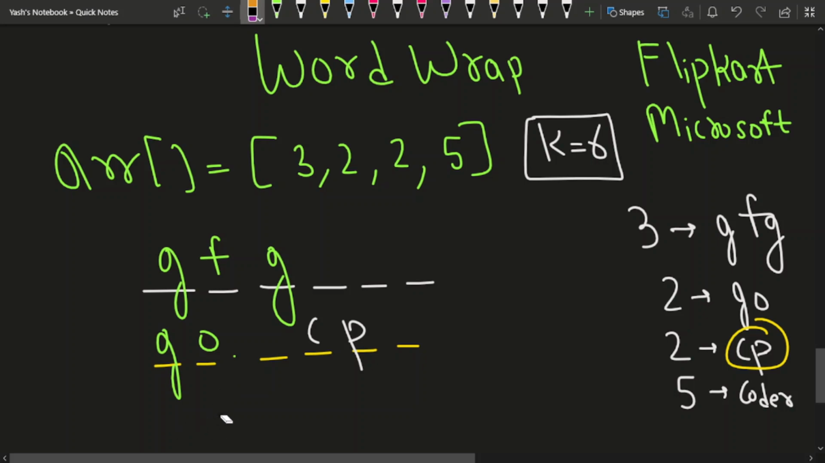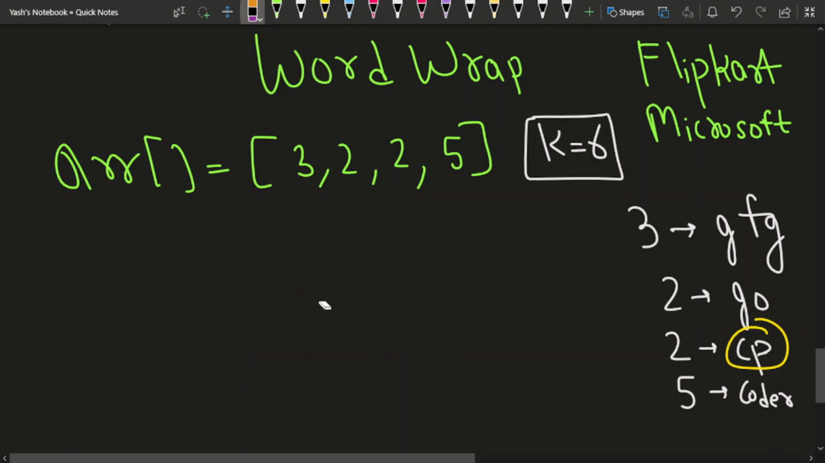So the task for me is to minimize the cost, right? So how can I minimize the cost? Let's try and see two scenarios. Suppose this is the first scenario that I can do. There can be many scenarios, but I'm just thinking about two. Let's say I put this word GFG, and after that I take one space and then I put Go, right?